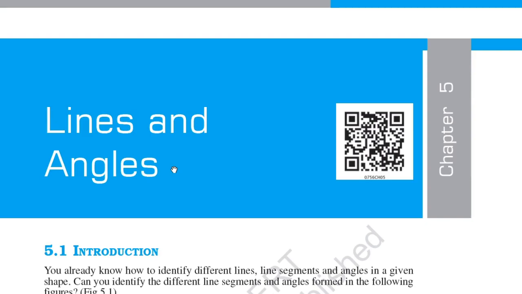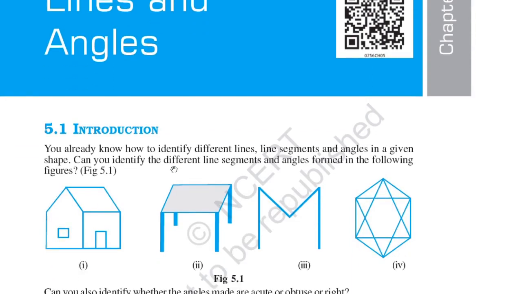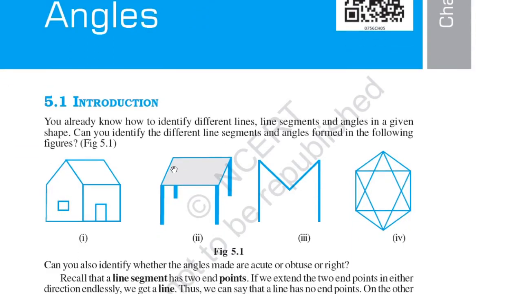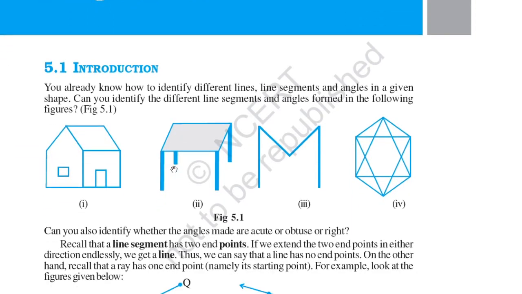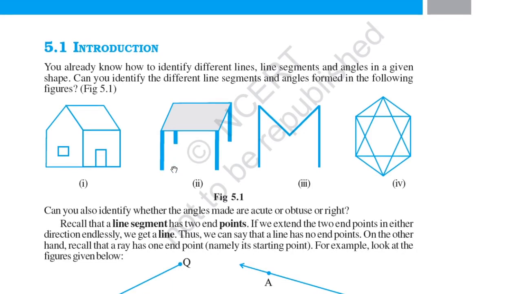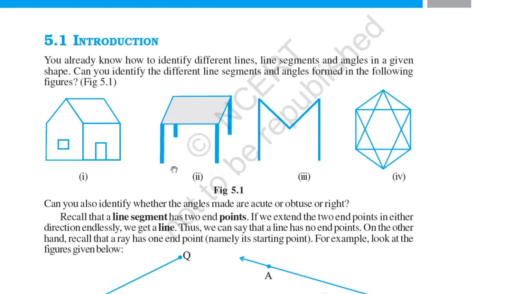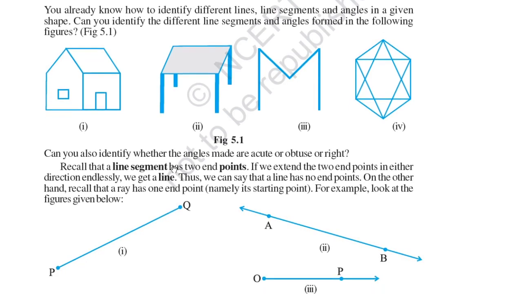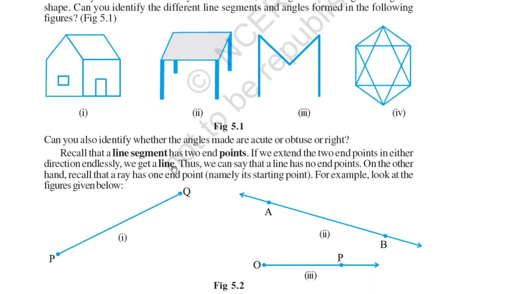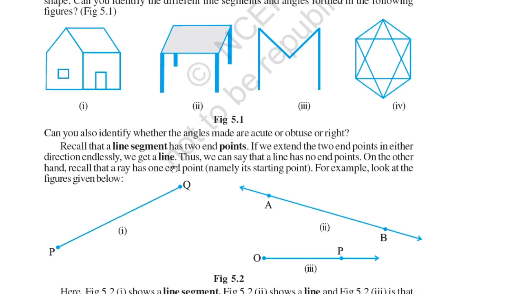Welcome back everyone. Today we are going to start chapter 5, lines and angles. So 5.1 introduction. You already know how to identify different line segments and angles in a given shape. Can you identify the different line segments and angles formed in the following figure 5.1? Can you also identify whether the angles made are acute, obtuse or right angles?